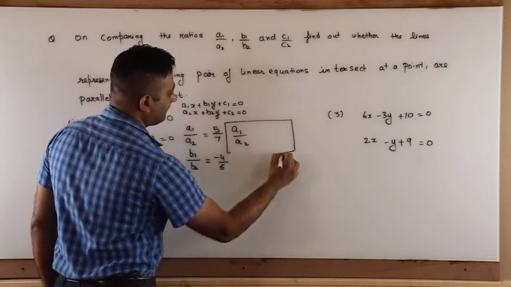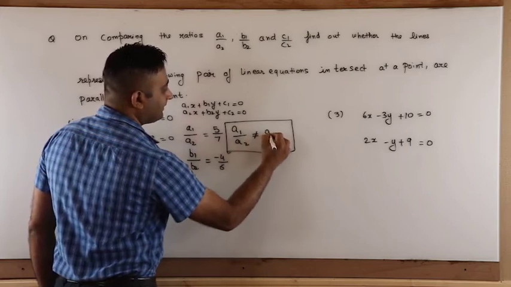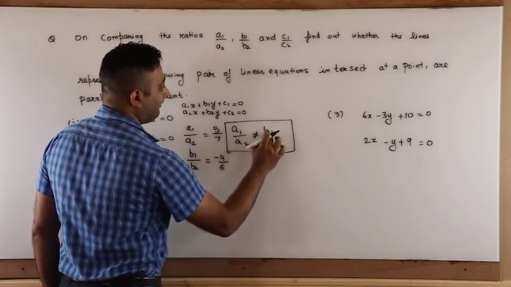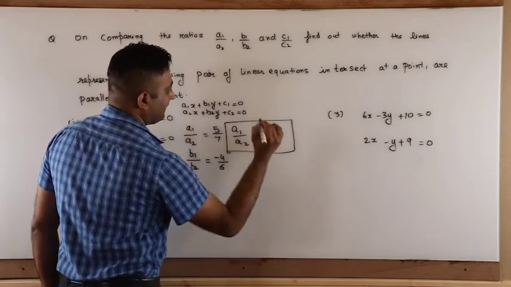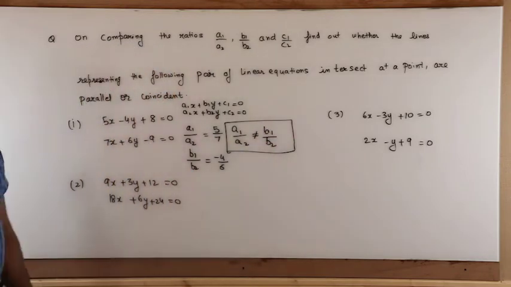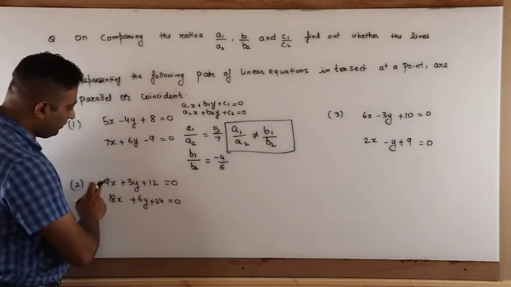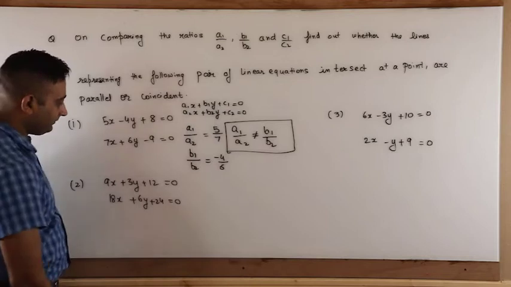That means the lines are intersecting and have a unique solution. These lines will be intersecting lines. Now let us compare the ratios of the second pair.